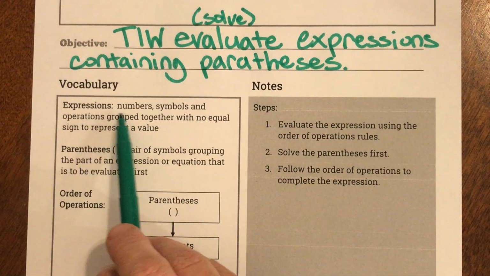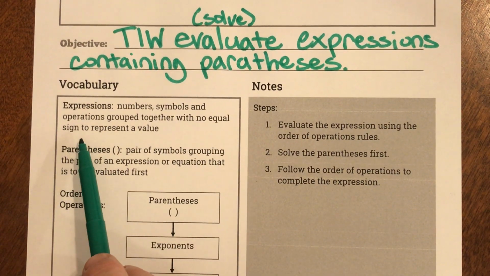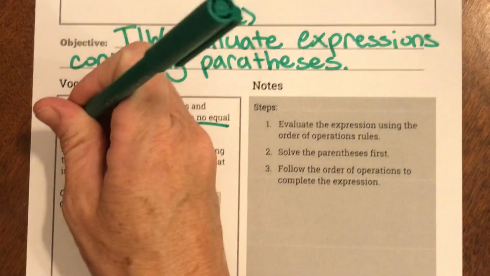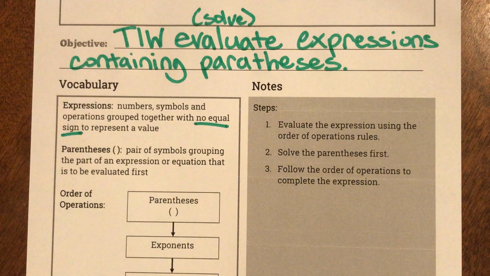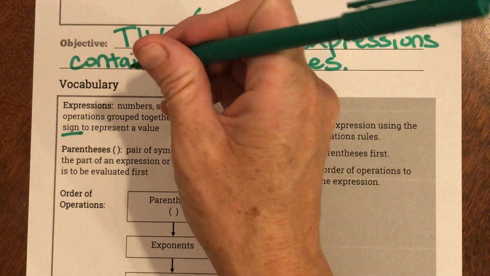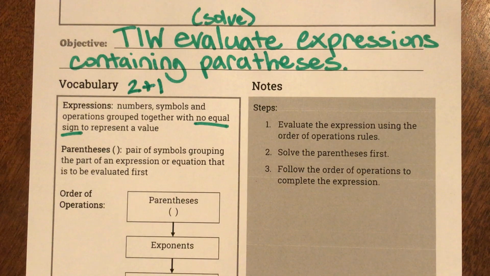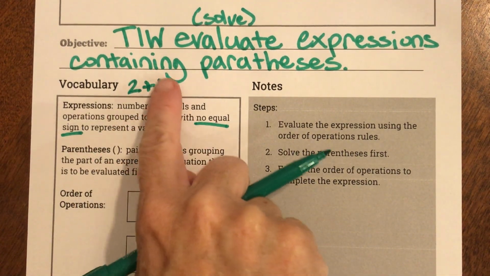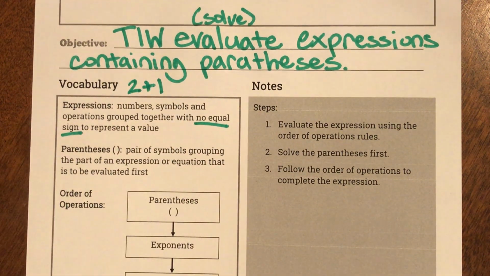So an expression is numbers, symbols, and operations grouped together with no equal sign to represent a value. That's the key word of an expression. We always think about mathematical equations or mathematical problems. The difference is an expression just doesn't have an equal sign. We're going to look at some more complex expressions, but a really simple one could be 2 plus 1. That's considered an expression because there's no equal sign, but I have numbers grouped with an operation sign together. So this would be an example of an expression.